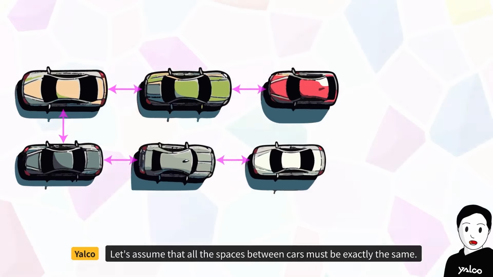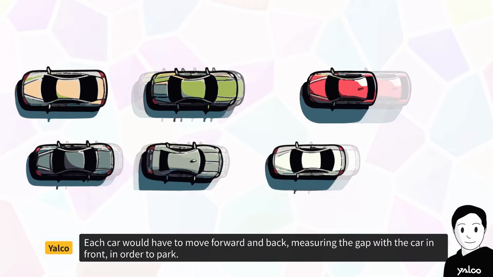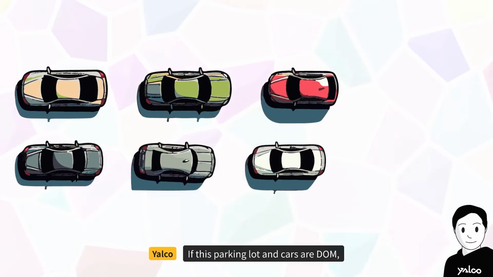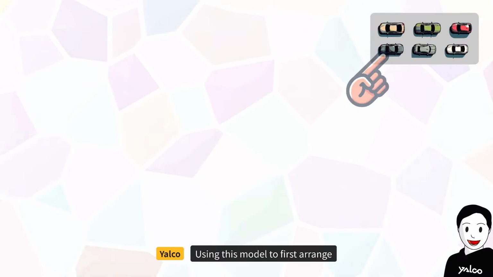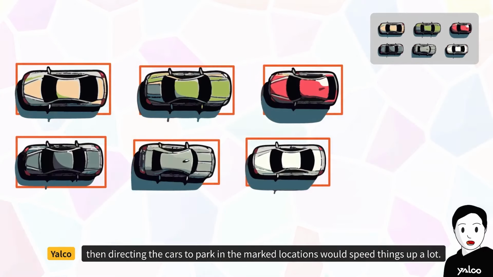Let's assume that all the spaces between cars must be exactly the same. Each car would have to move forward and back, measuring the gap with the car in front, in order to park. It would take a lot of time and effort to position all the cars. If this parking lot and cars are DOM, the virtual DOM is like a reduced scale model of each with exact proportions. Using this model to first arrange and marking where each car will park based on this, then directing the cars to park in the marked locations would speed things up a lot.